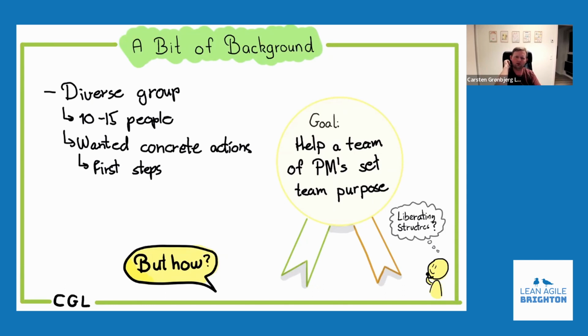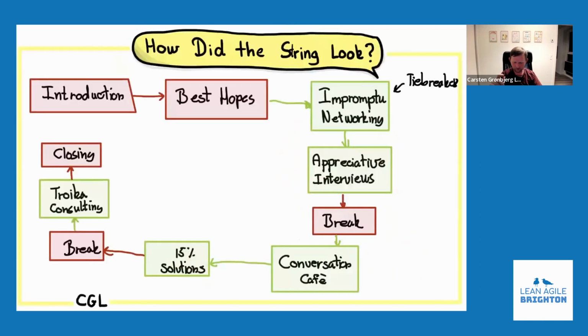Whenever I'm given a situation like this, then I always, not always consciously, start thinking in liberating structures. So how can I do this? How can I help them set this? And I just got a question in the chat: how do we do it if it's a hybrid meeting? This meeting was purely on site, but we can get back to the hybrid meeting afterwards.